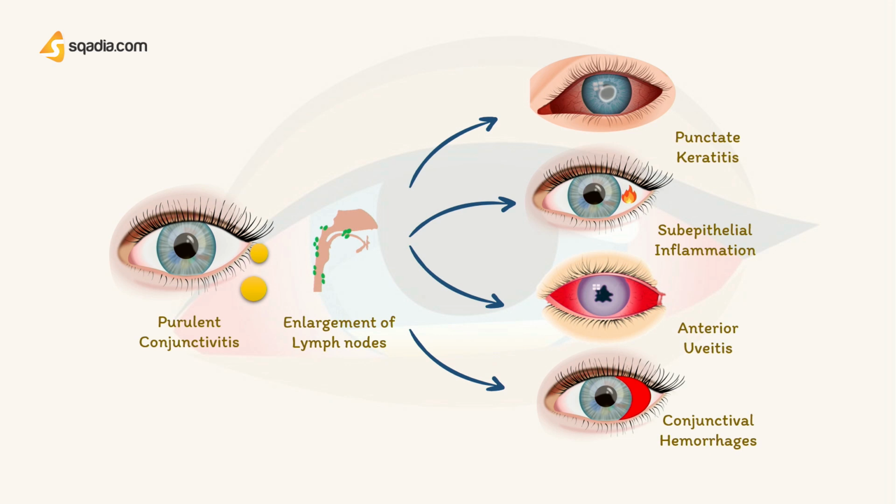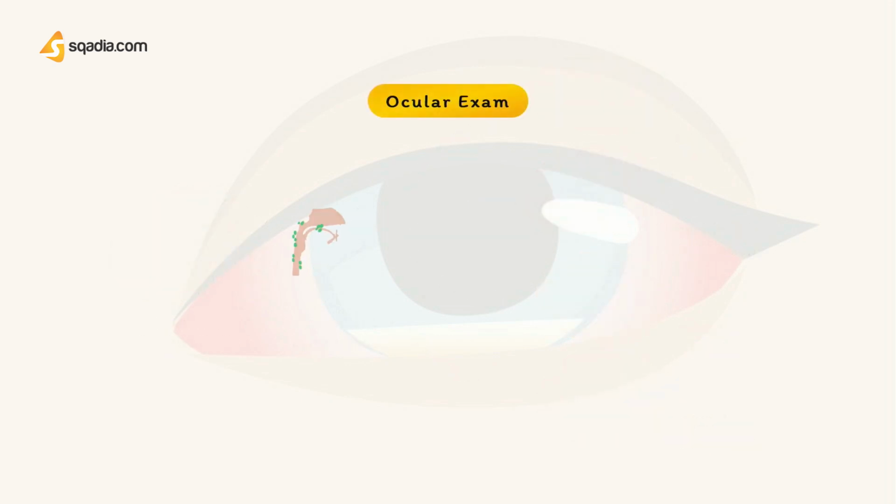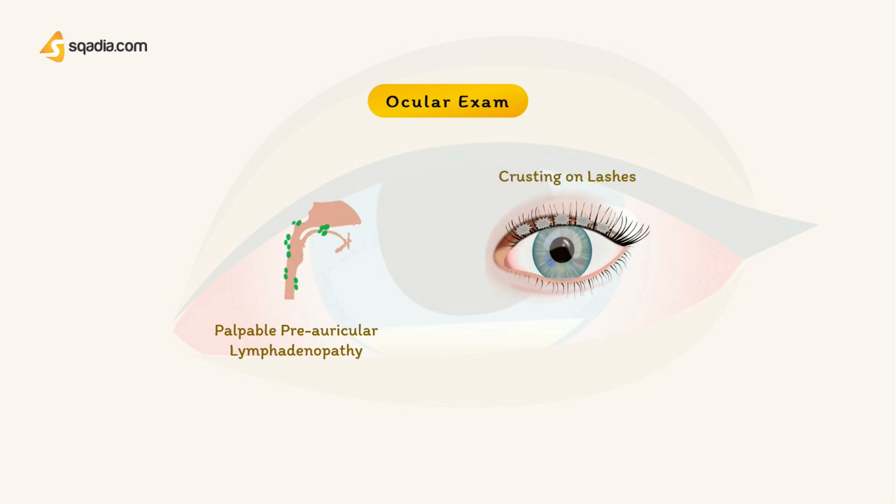occurs subconjunctivally. Ocular examination will show palpable preauricular lymphadenopathies, which means you'll feel a clear swelling of preauricular lymph nodes upon feeling them. Anterior segment examination would reveal evident crusting on lashes and watery discharge.